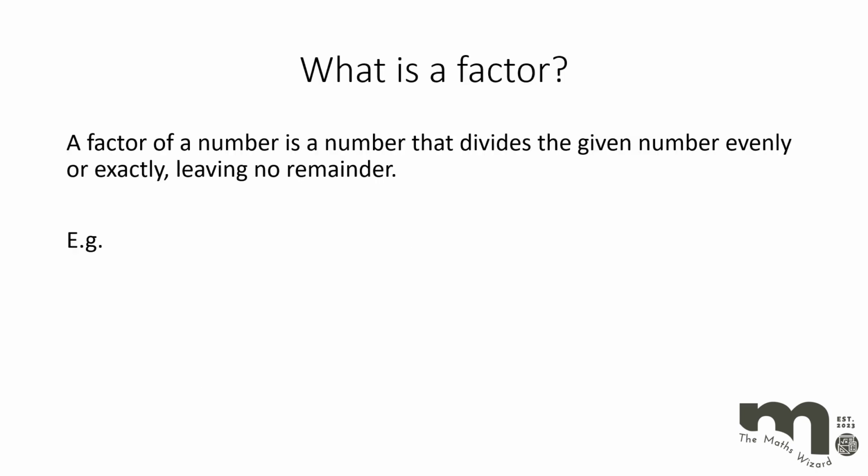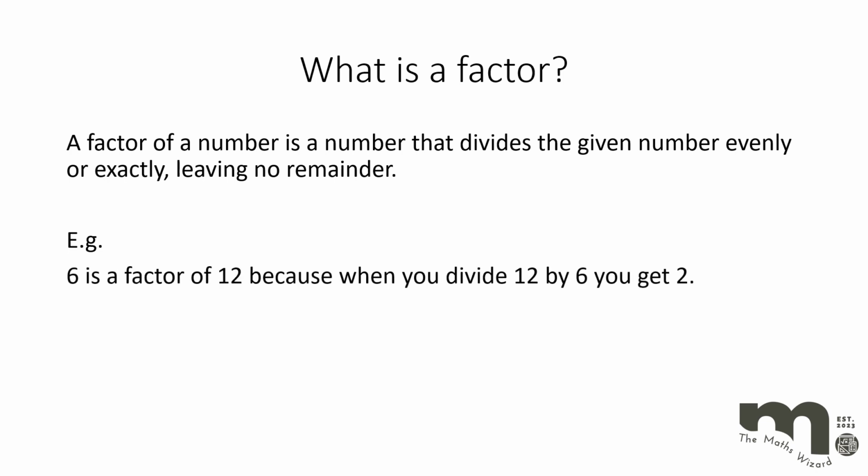A factor of a number is a number that divides the given number easily or exactly, leaving no remainders. Essentially it's a number that goes into another number an equal number of times. For example, 6 is a factor of 12 because when you divide 12 by 6 you get 2. So if you do 12 divided by 6 you end up with 2. You've got a whole number answer there, which must mean 6 is a factor of 12.